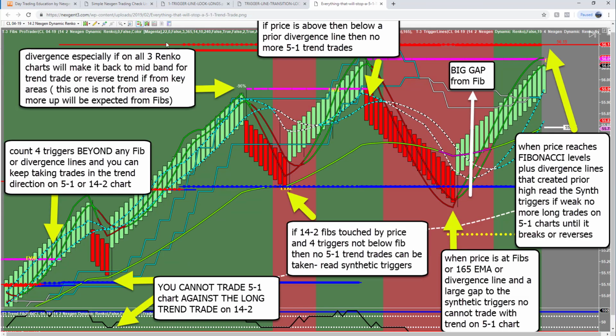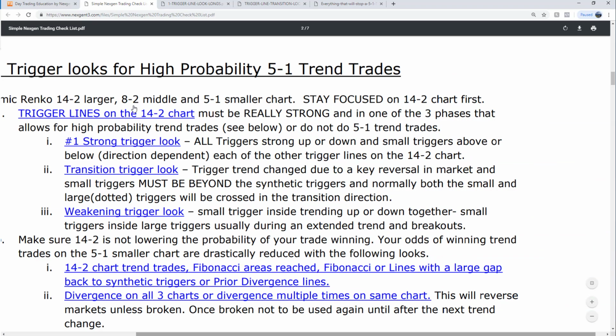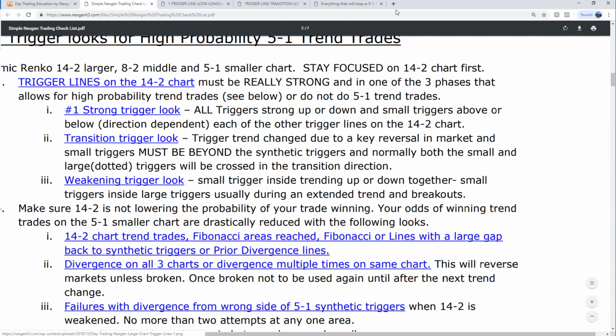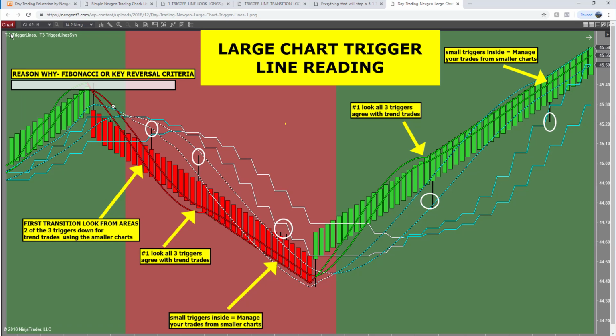The number 1 strong trigger line look. And again, look, I like to put names and pictures to everything, okay? So when we look at this chart, there's three different looks. The first one is strong small triggers down, transitioning below all of the other triggers, and we can do a short trade. The second look is the number one look, and that's all three triggers are crossed down, and the small triggers down and below, and we're going to for sure do a trade.